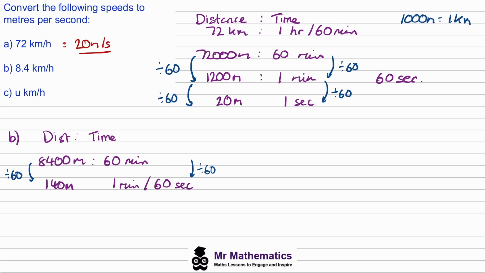So now for 1 second, again, we'll divide both sides by 60. And 140 divided by 60 will give us 2.3 recurring meters. So in meters per second, we've got approximately 2.3 meters per second, okay?